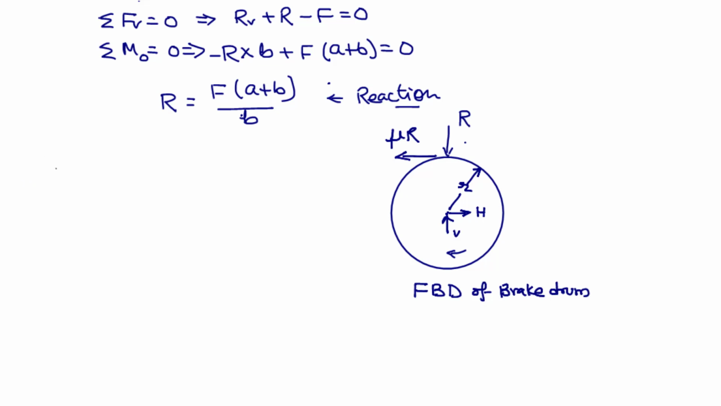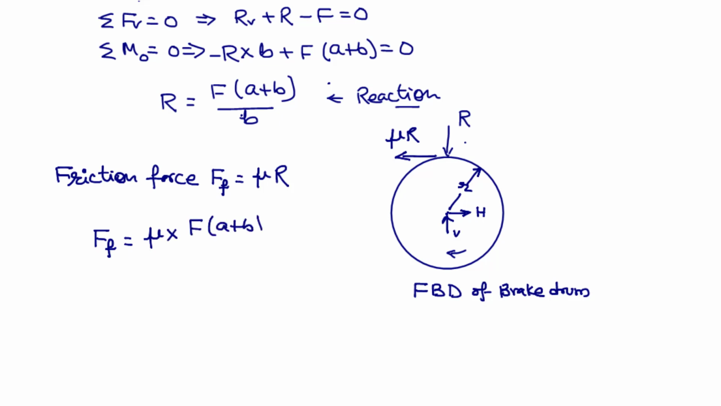Now the friction force FF equals mu into R, which equals mu times F into A plus B divided by B.